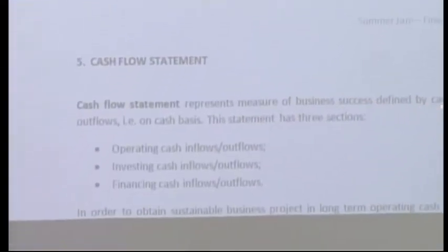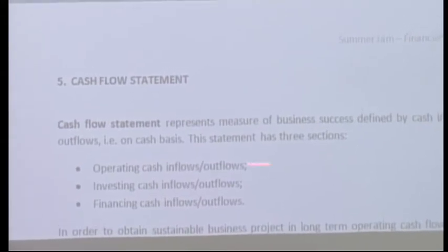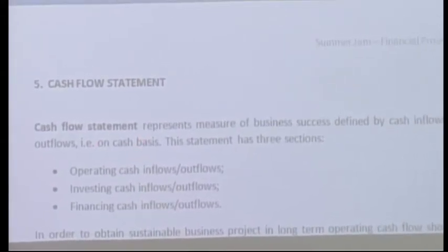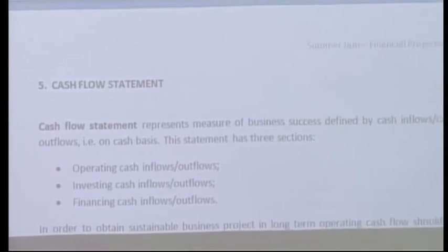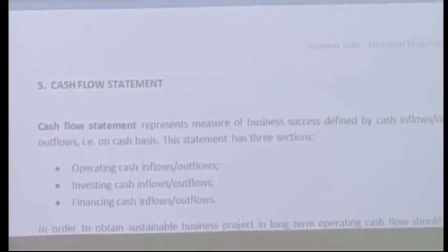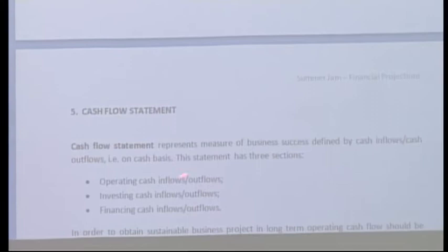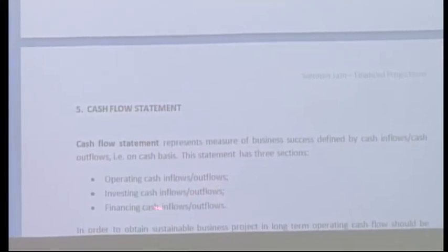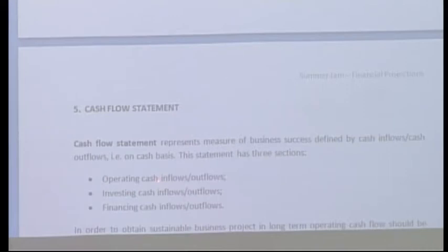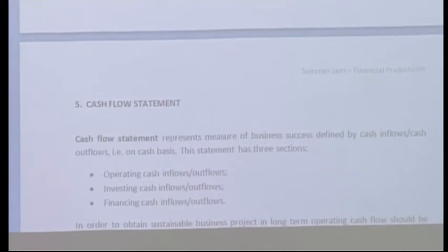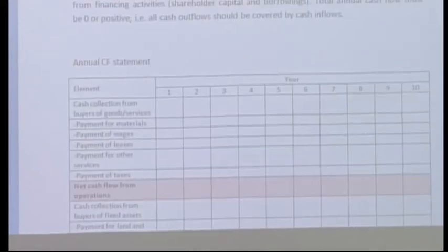Cash flow statements represent a measure of business success defined by cash. It means inflows or outflows, just to take care about the money. The cash flow statement is just to watch what we do with your real cash. This statement has three sections. The first section is operating cash flow inflows or outflows. The second one is investing cash inflows or outflows. And the third one is financing cash flow inflows or outflows.